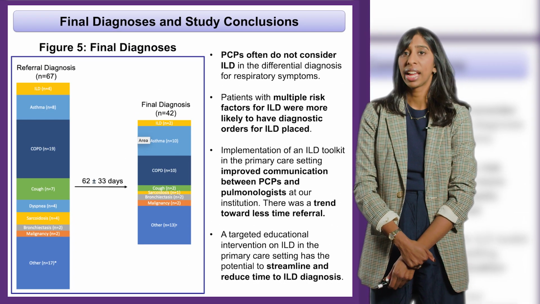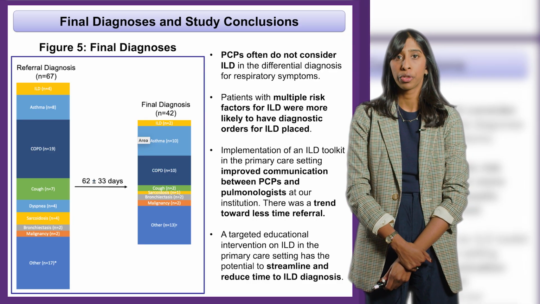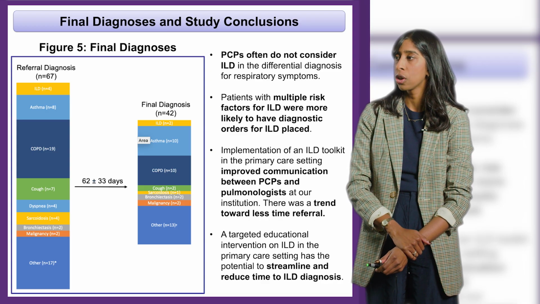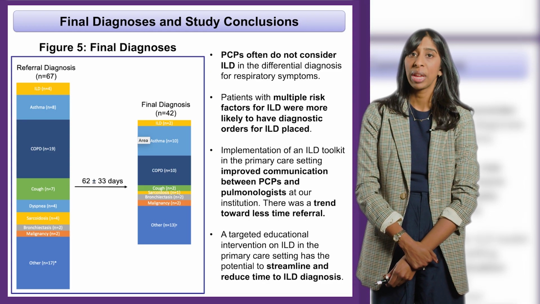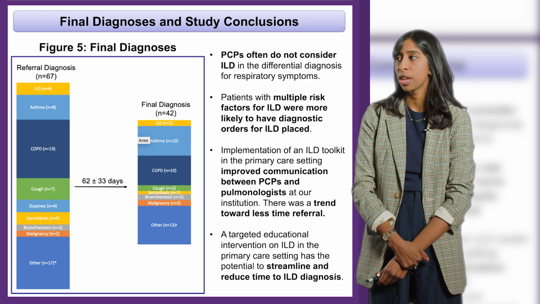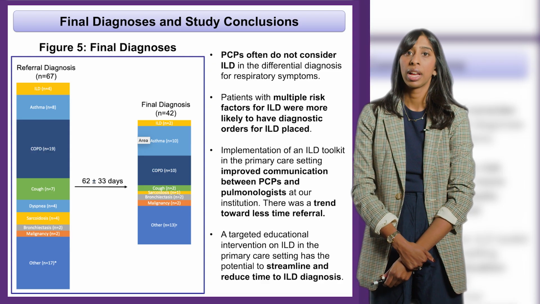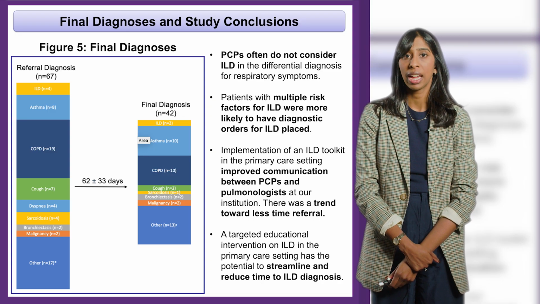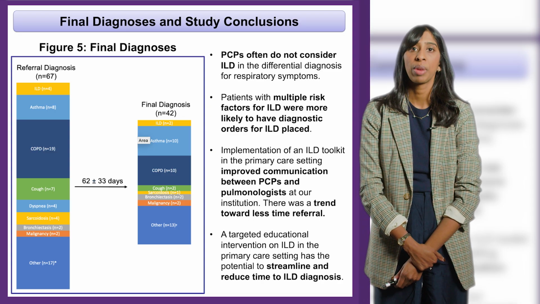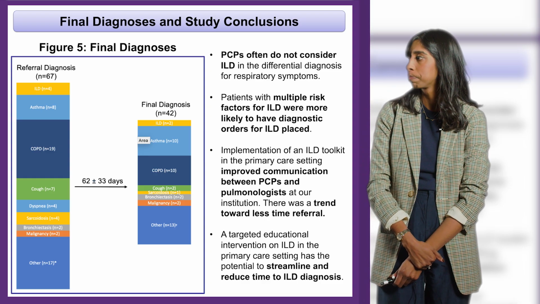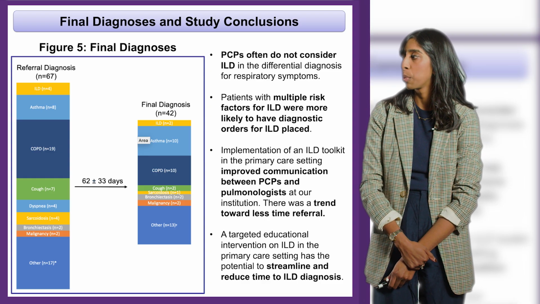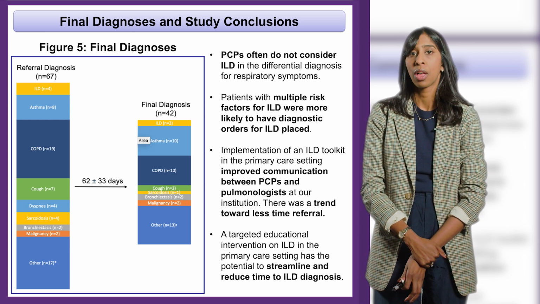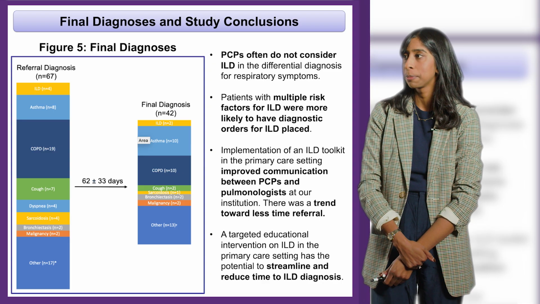Finally, we determined final diagnoses for patients that had a pulmonary referral placed during the study intervention period. And I'll direct your attention to Figure 5 here. We found that of the 67 patients that were referred to pulmonary during our study intervention, 4 were referred for a suspected diagnosis of ILD, and of those, 2 were ultimately diagnosed with ILD. 1 additional patient was diagnosed with sarcoidosis as well. In the final ACT phase of our project, we expanded toolkit resources to additional health systems, including a new health system outside of the University of Chicago Medicine.